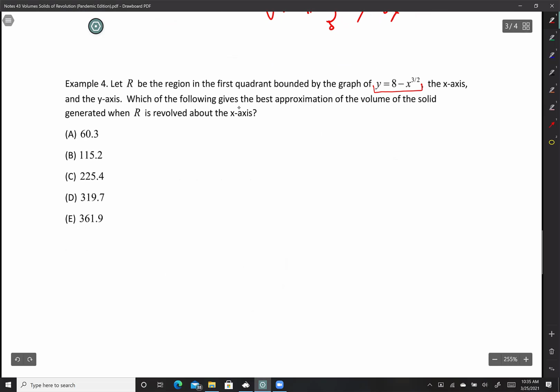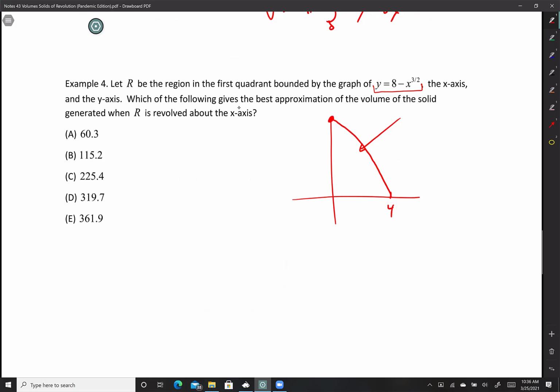Okay. Let's see if we can graph this. Let's just graph the region first. I'm at the y value of 0, and then I cross at 4. And it looks something like that. There it is. Let R be the region in the first quadrant bounded by the graph, the x-axis, and the y-axis. Okay, so they're talking about that region right there. Which of the following gives the best approximation of the volume of the solid generated when R is revolved about the x-axis?